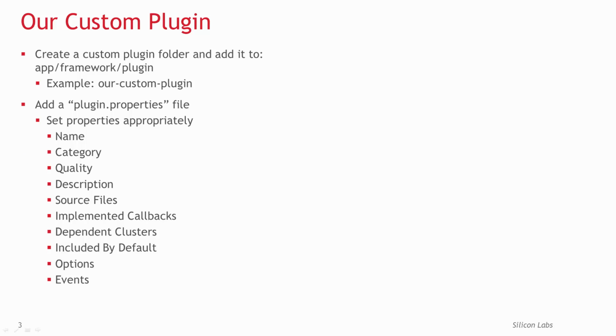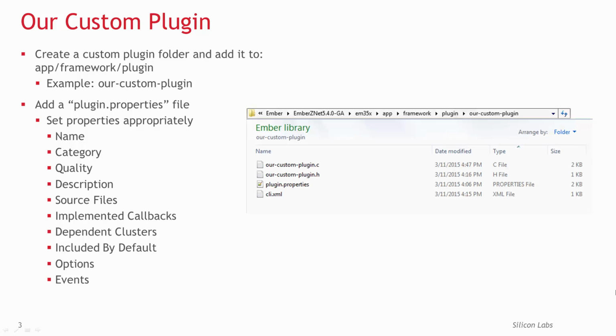The first step to creating a custom plugin is to create a custom plugin folder and add it to App Framework Plugin. In this video, we will use the folder name, Our Custom Plugin. For custom plugins, the naming convention is important, so please try to keep as much consistency as possible. Also, please be aware that the custom plugin will only show in the stacked version of the directory you added the plugin folder to. In the created folder, you will need to add a plugin.properties file, any source files needed, and a CLI.xml if custom CLI is desired.